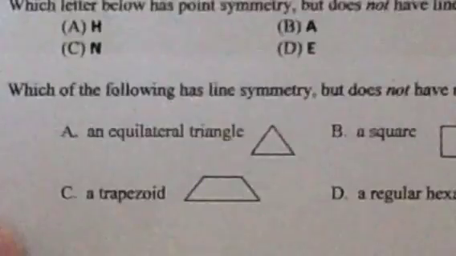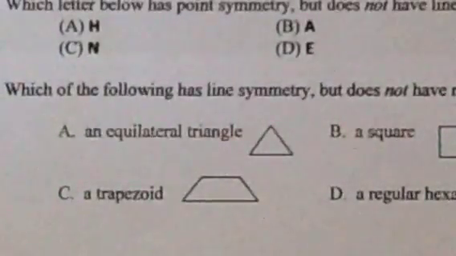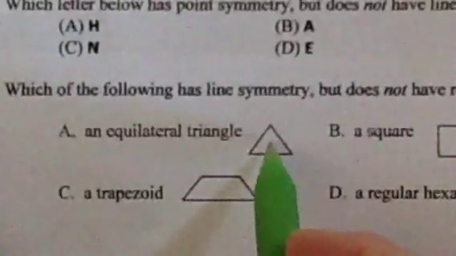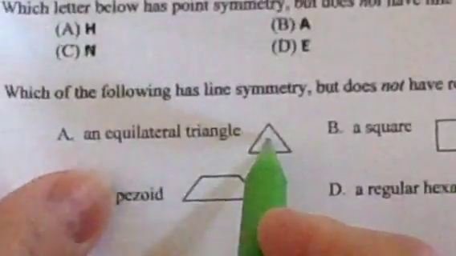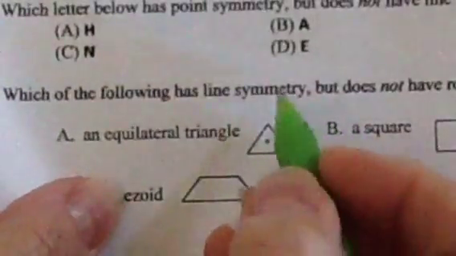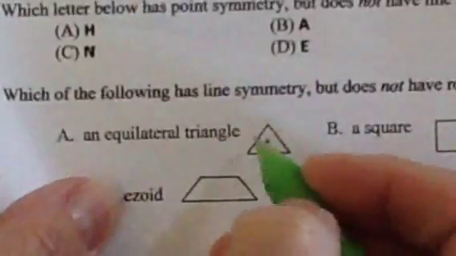Which of the following has line symmetry but does not have rotational symmetry? Well, if I take this triangle and I rotate it, and I'm rotating it actually 120 degrees, it looks like a triangle. It looks to be the same way that it was here. This has line symmetry right here. It has line symmetry here, and it has line symmetry there.